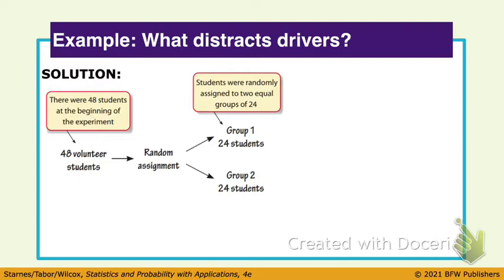How do we randomly assign them? That's kind of up to you. You can do a hat method. You can do a random number generator, whatever, as long as it's random, okay? Again, hoping to balance out that some people who've been driving a little longer are in both groups. Some people who are better drivers are in both groups.